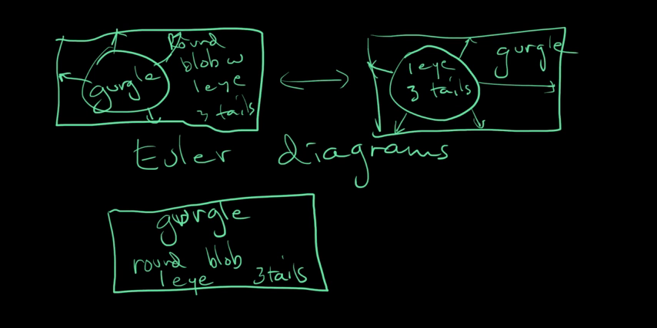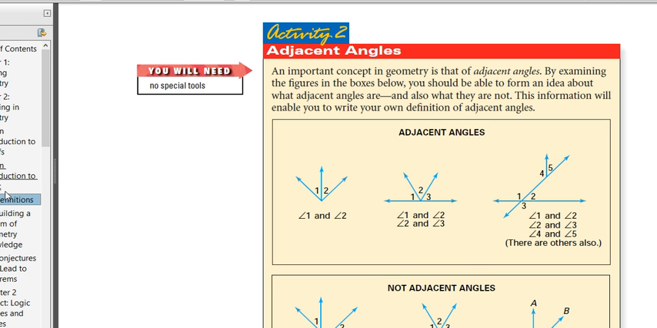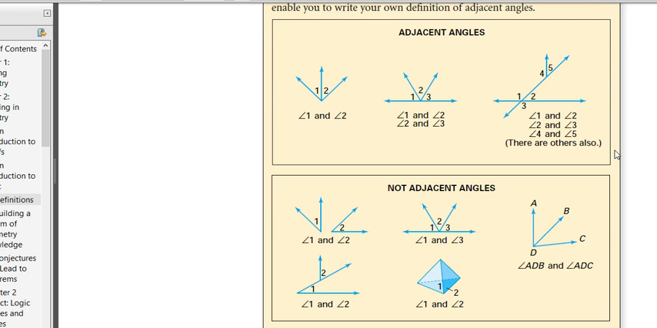Having said that, let's look at this next thing, from your book, Activity 2. Let's look at how we use this stuff in geometry, because you guys are always going, when are we going to use this stuff? An important concept of geometry is adjacent angles. We've already worked on definitions of adjacent angles, so this should be review, but take a look at what this says. These are adjacent angles, and these are not adjacent angles. Now, why aren't these adjacent angles?